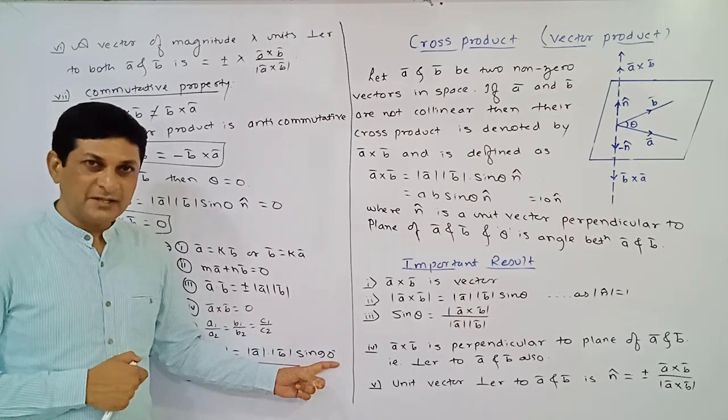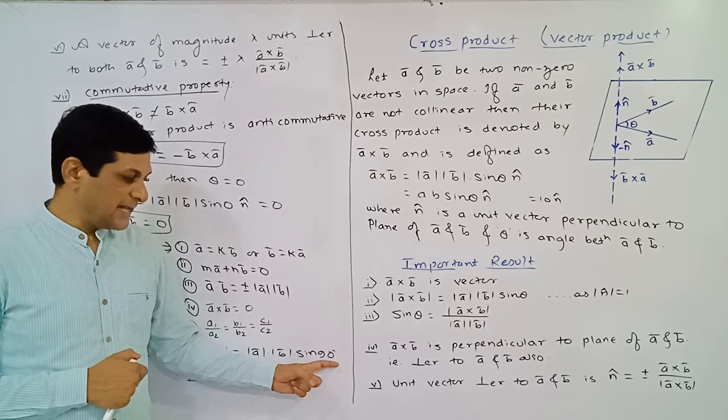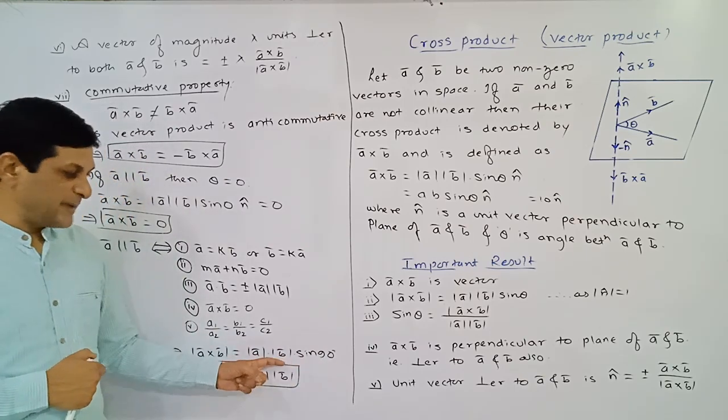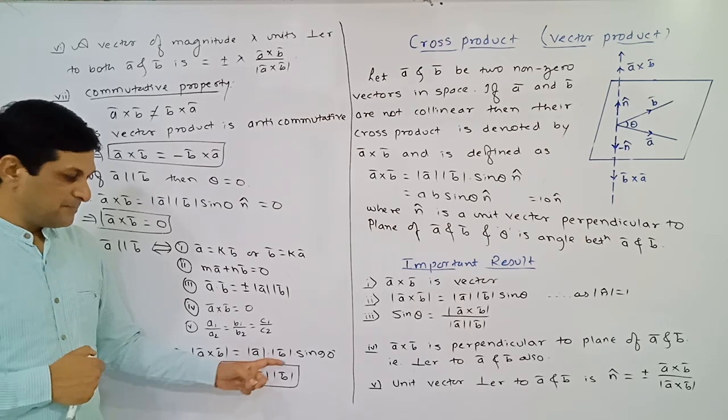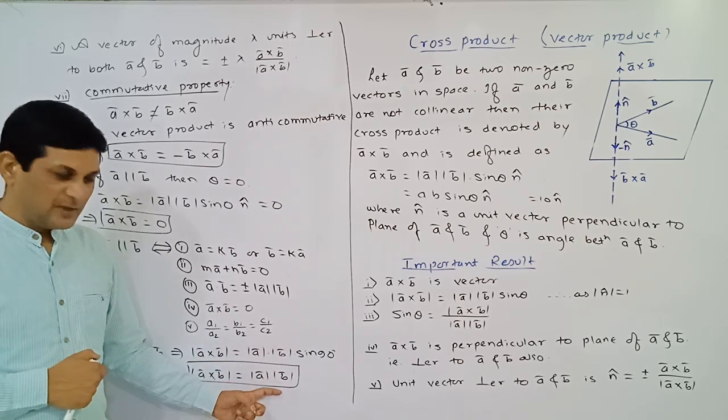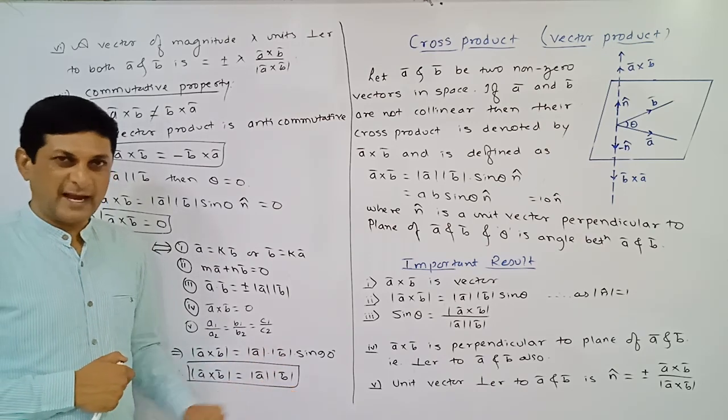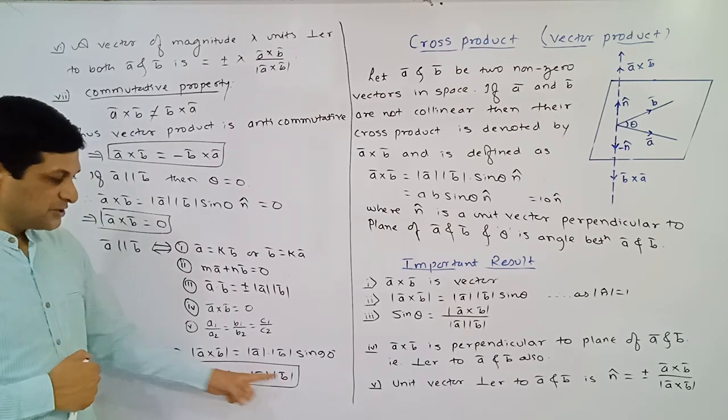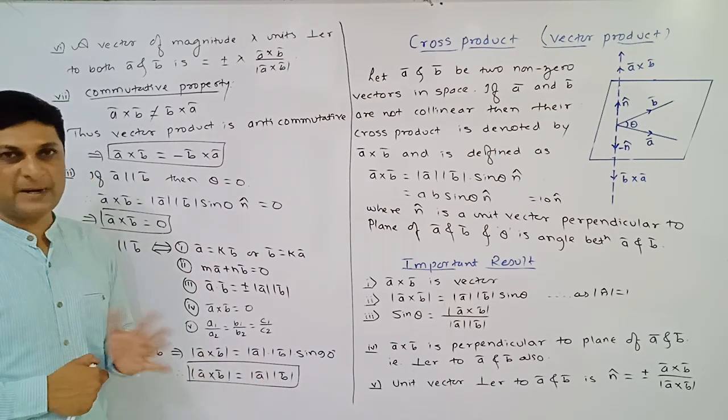That's why we can say that theta is equal to what? 90 degrees, and sine 90 is equal to 1. So magnitude of a bar cross b bar will be equal to magnitude of a bar into magnitude of b bar. This is the condition which is satisfied if two vectors are perpendicular.